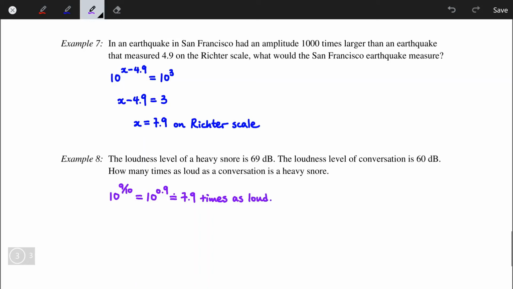And that's it. So we've looked at the definition of logarithms today, how to convert from exponential to logarithmic forms, and using that information to solve a few simple equations and look at some applications of logarithms.